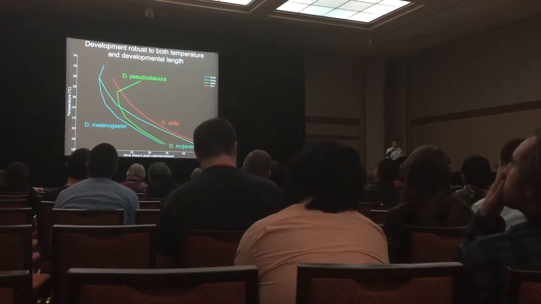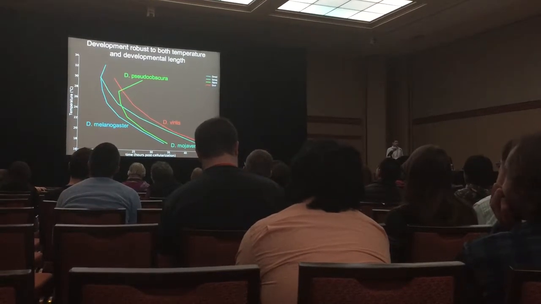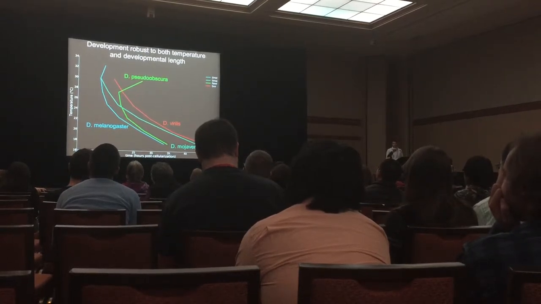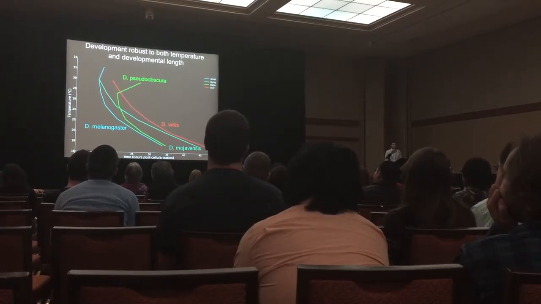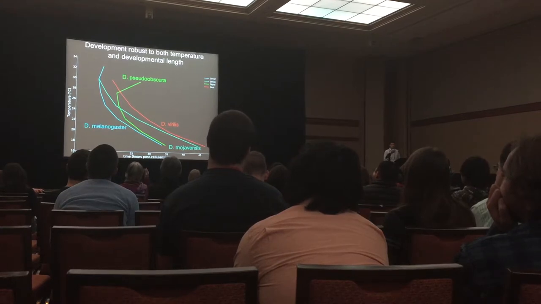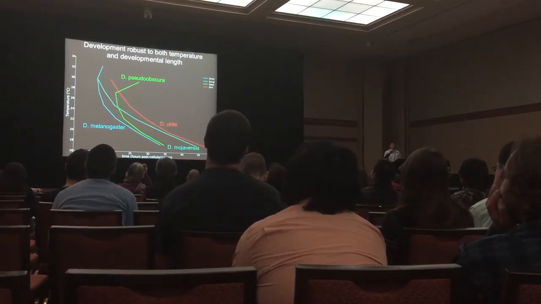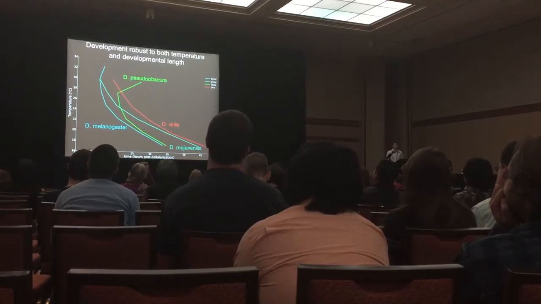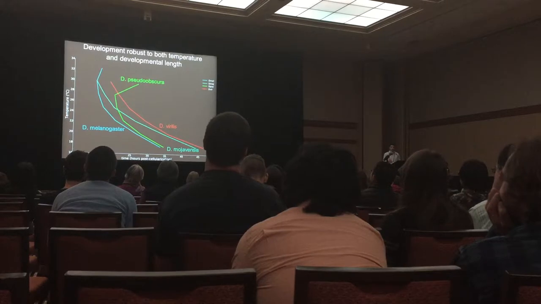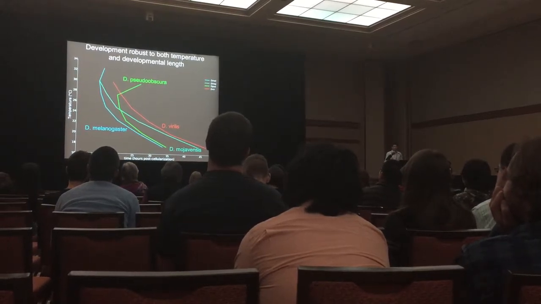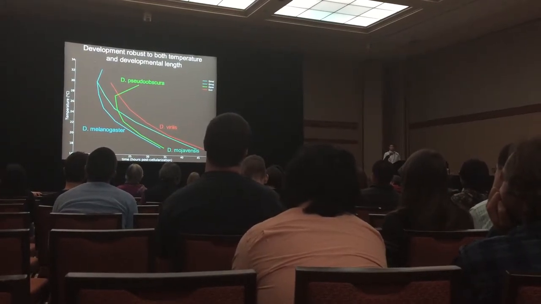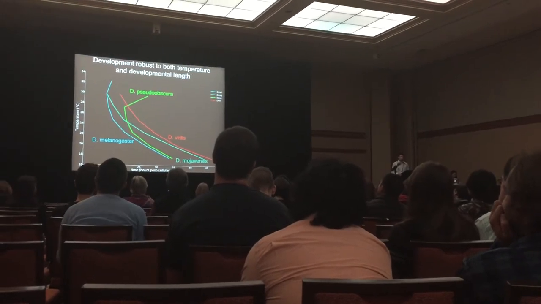So you can pretty much boil down the differences to sort of four major types. So you have the melanogaster, which is sort of our standard one we know. Pseudoobscura, we also see this in persimilis. These are alpine species. They're used to cold weather, and they have lots of trouble with the heat. So if the temperature gets too hot, they just all die. And below that, their development slows disproportionately compared to other species.